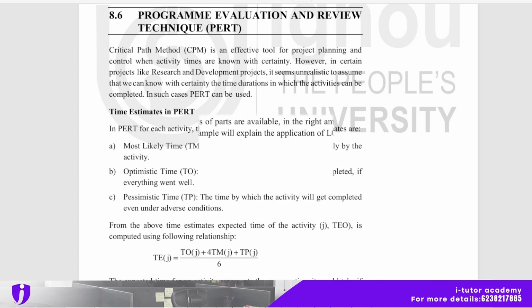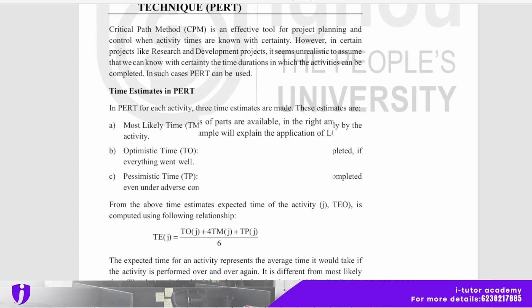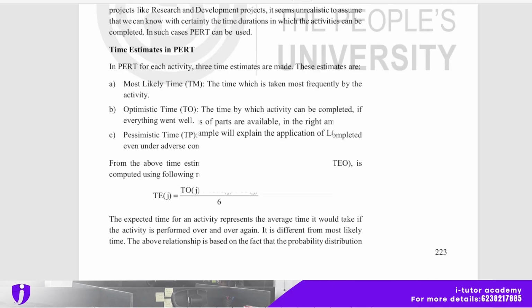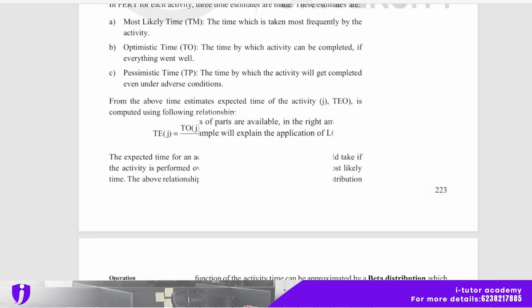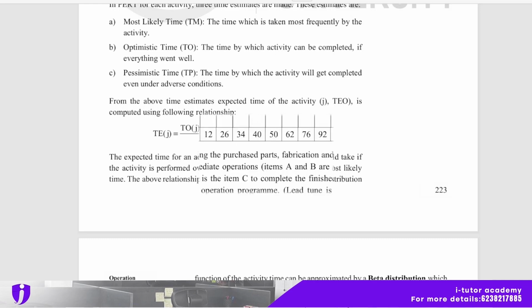The time estimates in PERT are: the most likely time, the time which is taken most frequently by the activity; the optimistic time, the time by which the activity can be completed if everything goes well; and the pessimistic time, the time by which the activity will get completed even under adverse conditions. From the above time estimates, the expected time of the activity j is computed using the following relationship. Okay, so here is an equation.